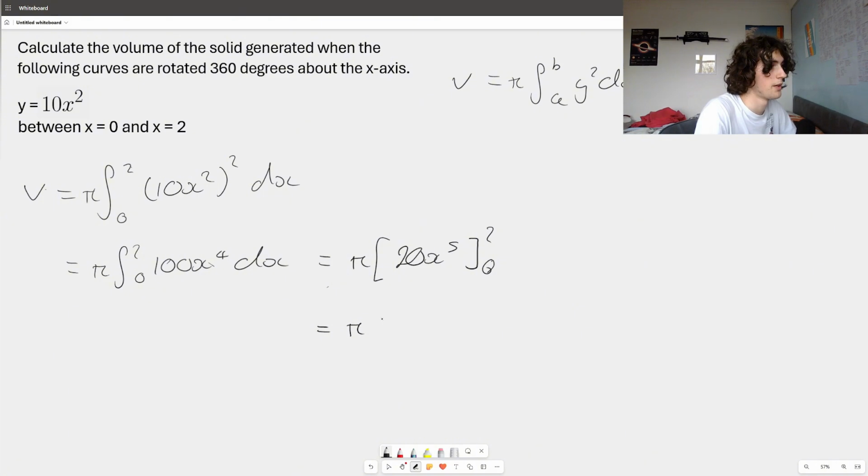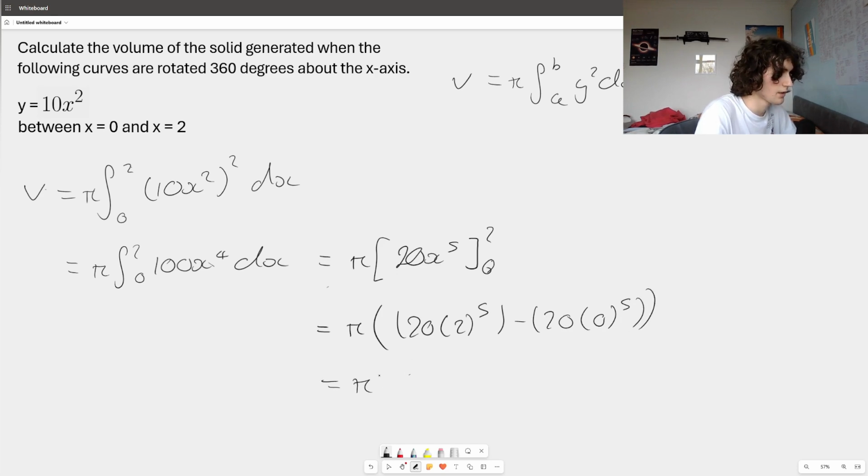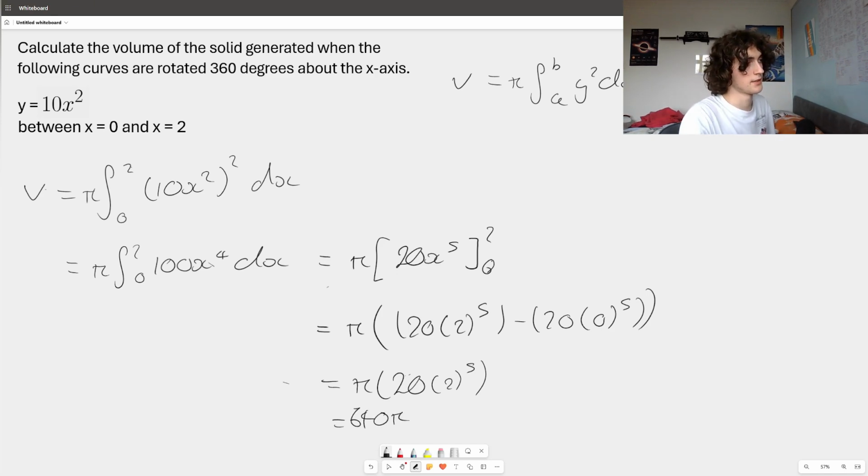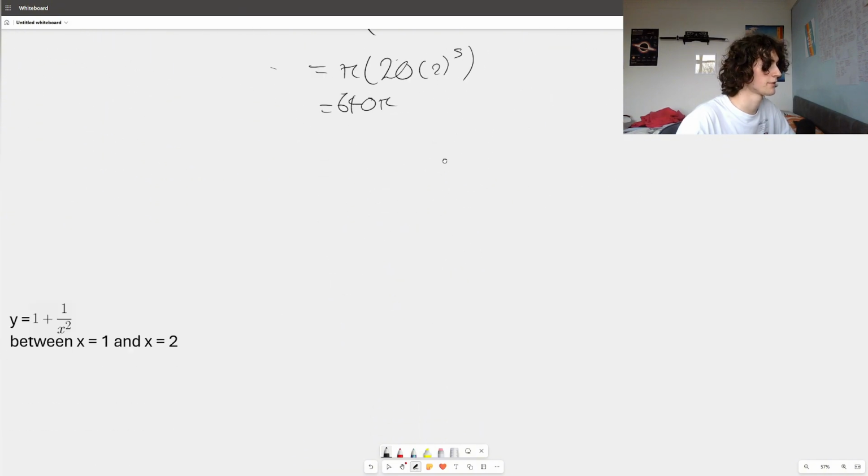So pi times by, this is going to be 20, 2 to the power of 5 minus 20 times by 0 to the power of 5. Now the 0 is going to cancel, so this is going to be pi times by 20 times by 2 to the power of 5, which you can calculate on your calculator. And our answer is 640 pi. So not too complicated. The integration is the hardest step here. But yes, this can be taken much further in future topics with parametric integration and with other bits of trig integration and all sorts. So let's try another example.